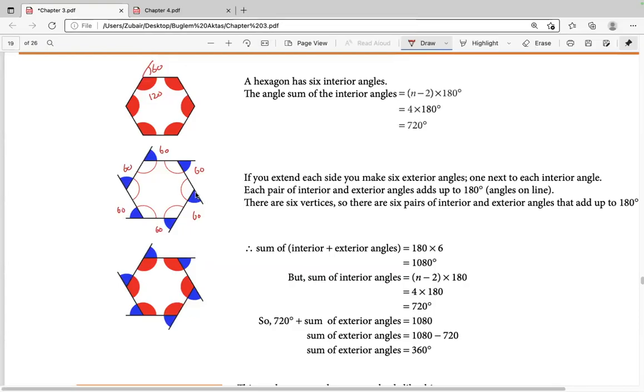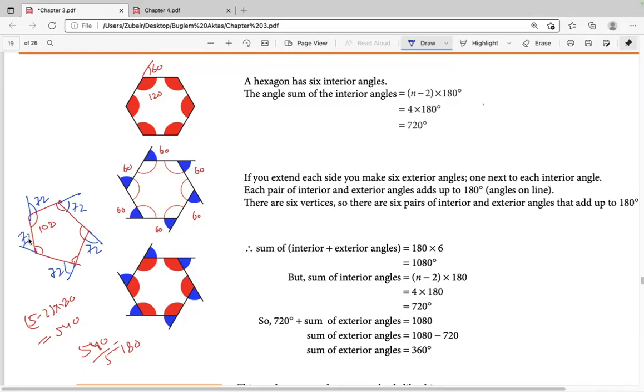If we had chosen a different polygon, for example a regular pentagon, the sum is 5 minus 2 times 180, which gives me 540. Then 540 divided by 5 gives me 108. So 108 is for all of these interior angles. And when we talk about the exterior angle, that is 72, which is more than the one in the hexagon, but the number of angles is also reducing. 72 times 5 is again 360.